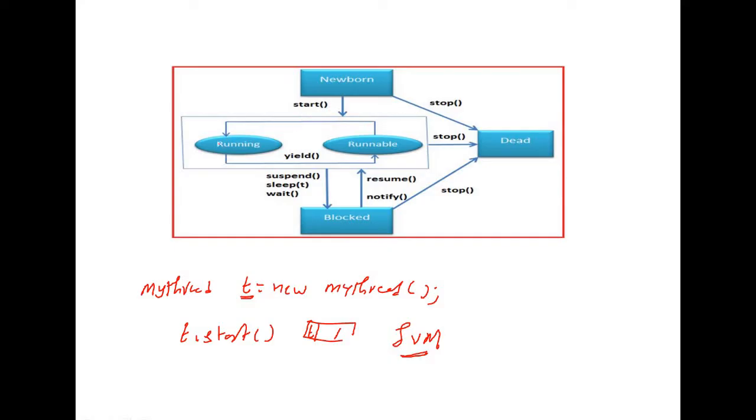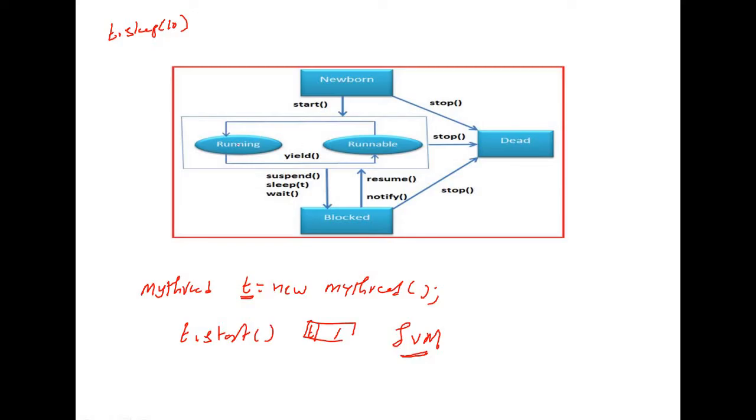While executing this code, assume I write t.sleep of 10 milliseconds. During this time period it will be blocked, and after completion of these 10 milliseconds, it will again go into the runnable state. It will not go to the running state.